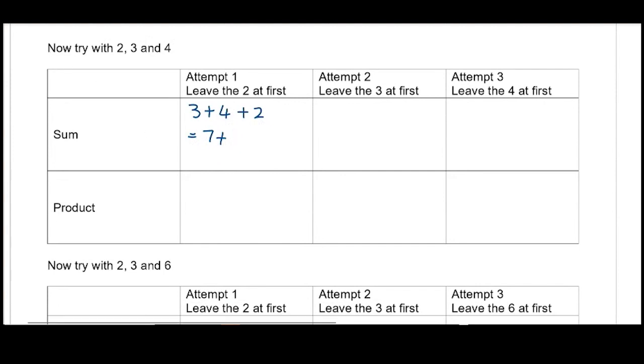Sorry, we do not get 7 plus 9. I'm getting ahead of myself. We get 7 plus 2, we get 9. Let's leave the 3 and add the 2 and the 4. Then only add the 3.